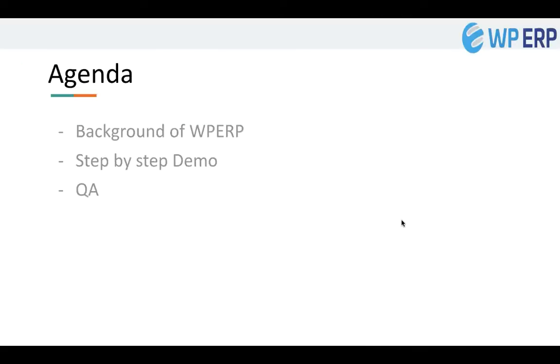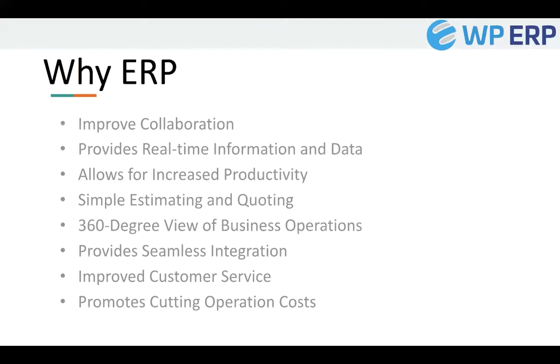So what is the agenda for today's webinar? It's basically giving some background of WP ERP and a step-by-step demonstration of WP ERP. And also, we have a Q&A session as the very last part of the webinar, which will be conducted by Mehdi, as we mentioned. So why do we use ERP? ERP improves collaboration, provides real-time information and data, increases productivity, simplifies estimation and quotation, and gives a 360-degree view of the business operation, what's going on around you. It provides seamless integration, improves customer service, and obviously helps cut operation costs.